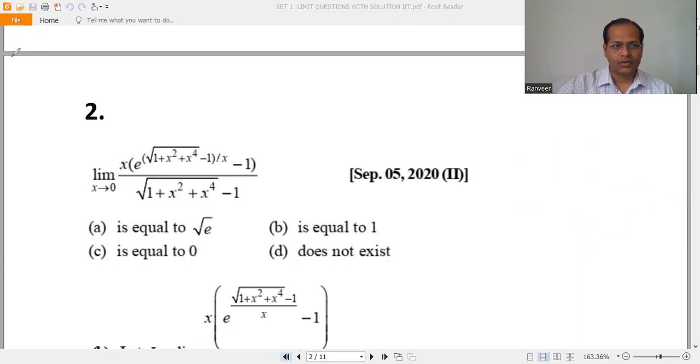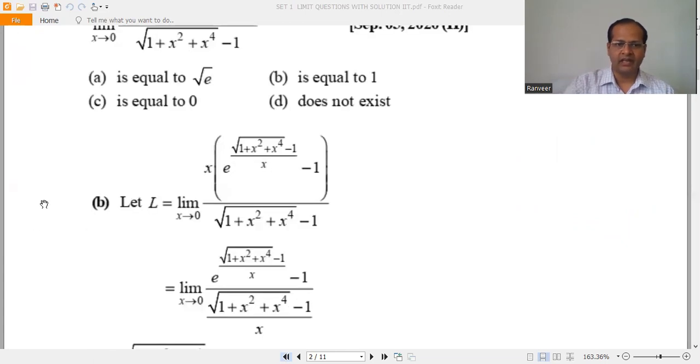So this thing we can write as limit x tends to 0 of e to the power root under 1 plus x square, whole to the power 4, minus 1, divided by x minus 1. Now this is given. What we can do is write this as e to the power 1 plus x square minus 1. So this is the first value.